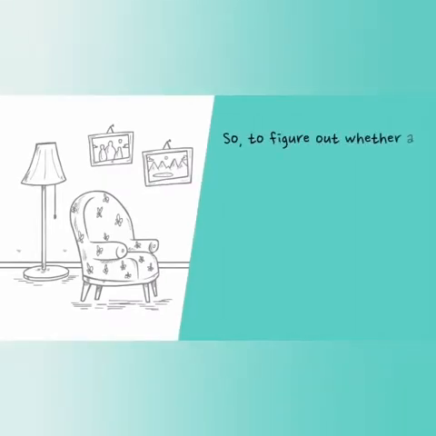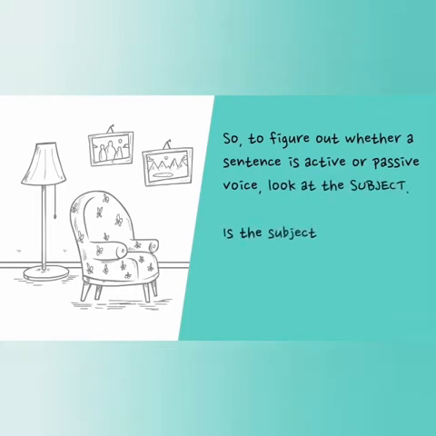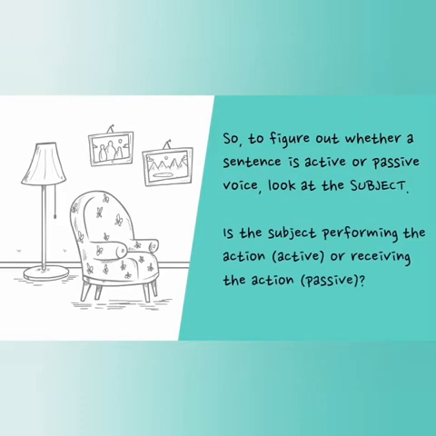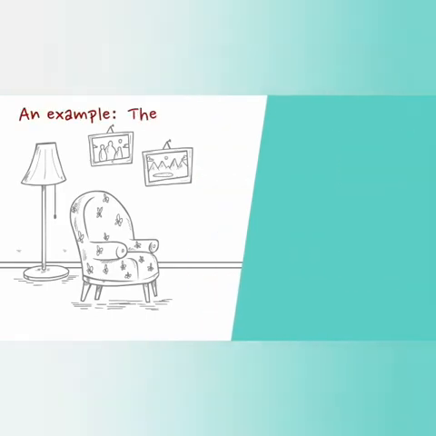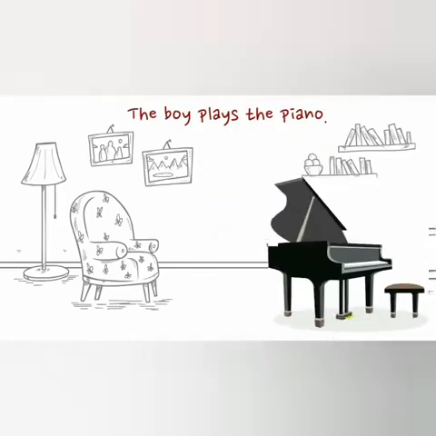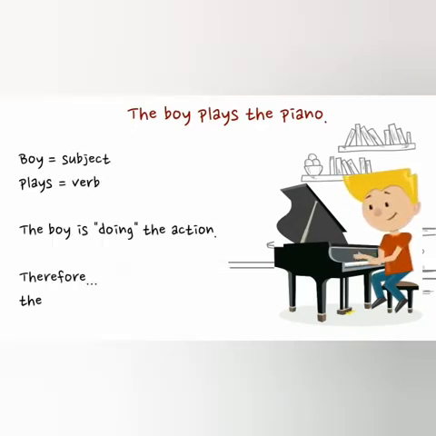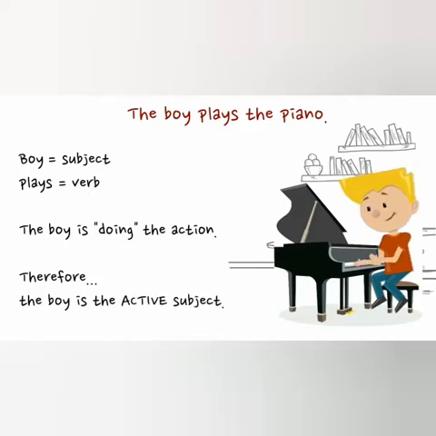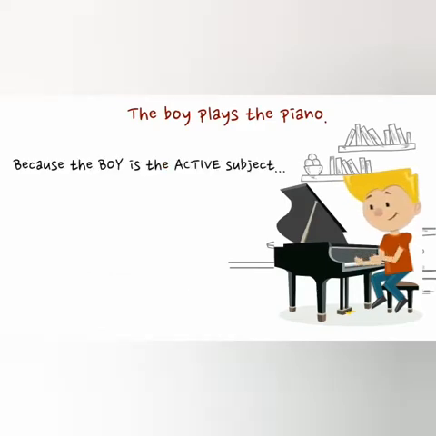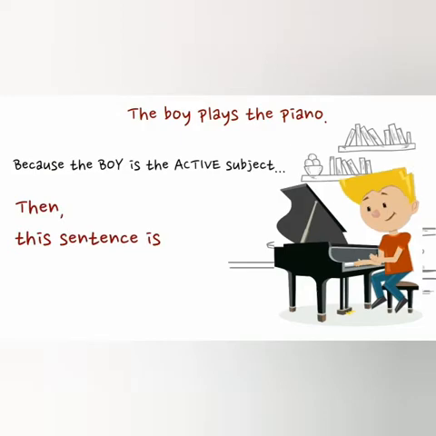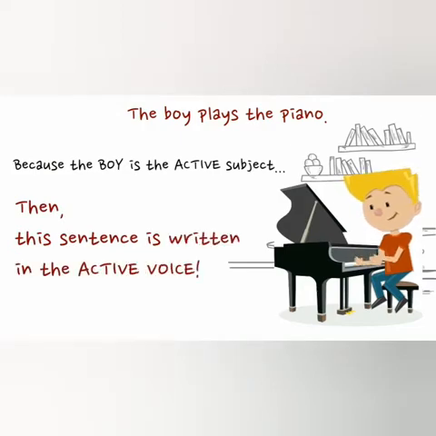So, to figure out whether a sentence is active or passive voice, look at the subject. Is the subject performing the action, active, or receiving the action, passive? An example, the boy plays the piano. Boy equals subject, plays equals verb, the boy is doing the action, therefore the boy is the active subject. Because the boy is the active subject, Then this sentence is written in the active voice.